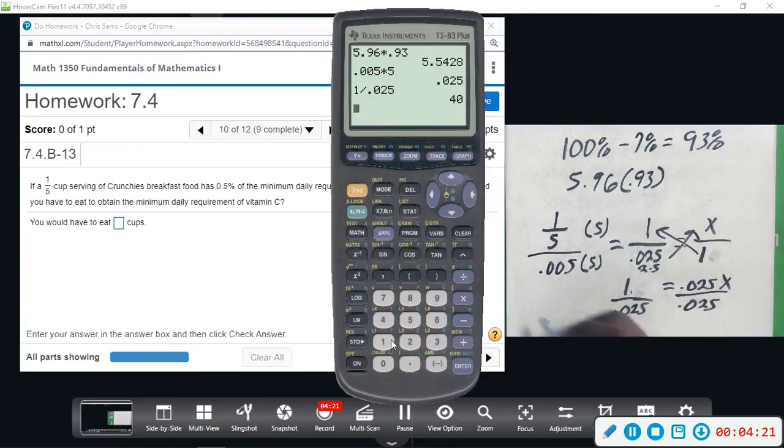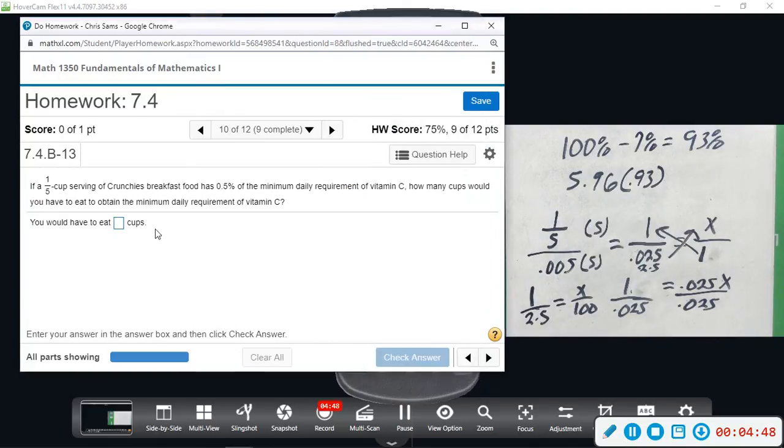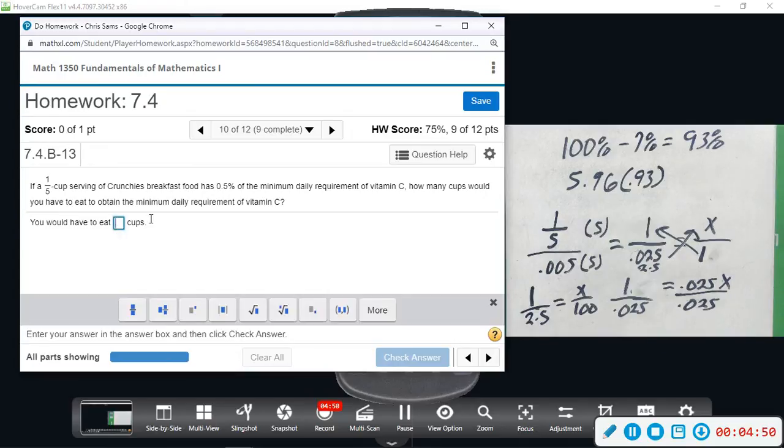And what I was mentioning, since I converted this from percent to decimal, I would have been doing percentages if I'd have left it. When I multiplied that by 5, it's 2.5%, and then equals x over 100. So then I would be doing 100 divided by 2.5, which is just verify 100 divided by 2.5. We also get 40. Okay, so this means that you would have to eat 40 cups, okay, of this to get your minimum daily requirement.